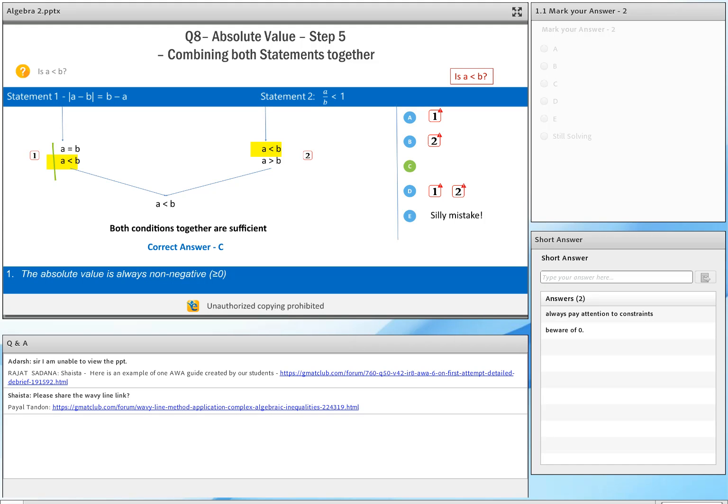Always pay attention to constraints. What else? Beware of 0. Yes, absolutely. You're not clear how we combine. By combining, what you're saying is that if both these statements are true, then what needs to be true for both to be true? If both these statements are true, then obviously all of the conditions cannot be true, so only a certain set of conditions will be true. Essentially, you're finding the intersection, and that's what you're doing over here.